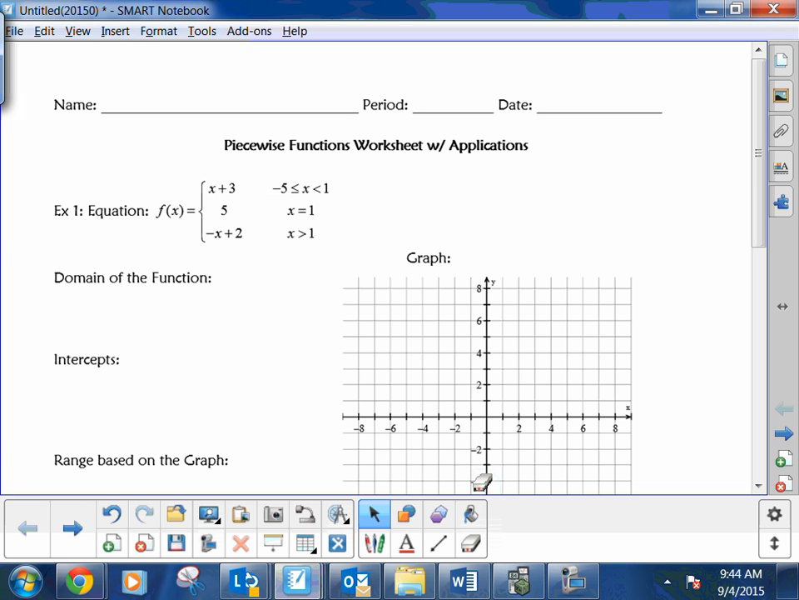Now, a couple of things. This is going to mean y for all these three y'all see here. So this means y is equal to x plus 3. This means y is equal to 5. And it also means that y is equal to negative x plus 2.